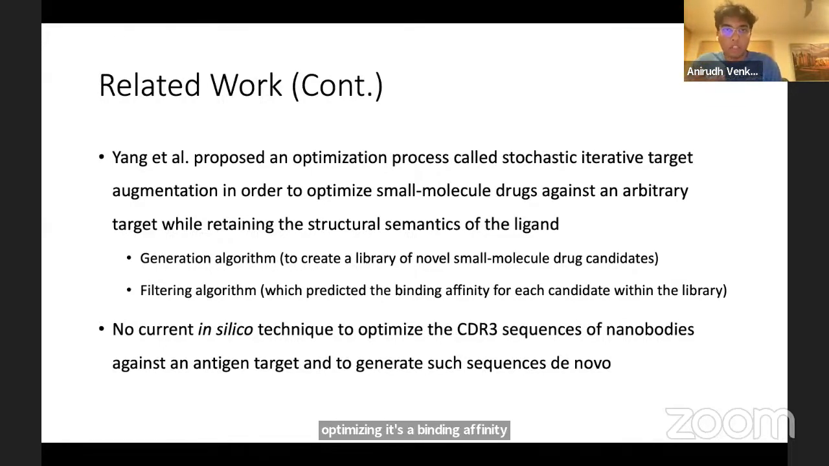What this required was a generation algorithm to generate a library of small molecule drug candidates and a filtering algorithm which predicted the binding affinity of each candidate within the library. However, there is no current in silico technique to optimize the CDR3 sequence of nanobodies against the target and to generate such sequences from scratch, which is why I decided to embark on this project.